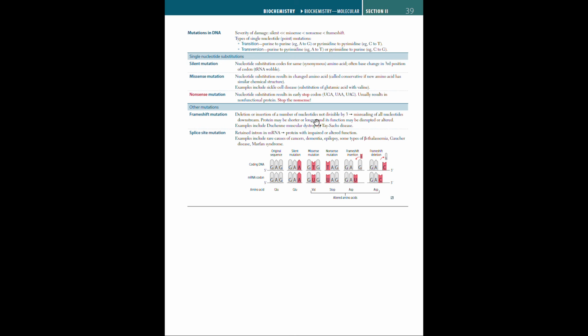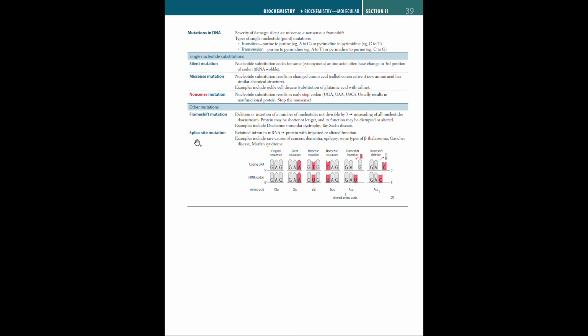The other mutation is frameshift mutation, which is a deletion or insertion of a number of nucleotides not divisible by 3, causing misreading of all nucleotides downstream. Protein may be shorter or longer, and its function may be disrupted or altered. Examples include Duchenne muscular dystrophy, Tay-Sachs disease.